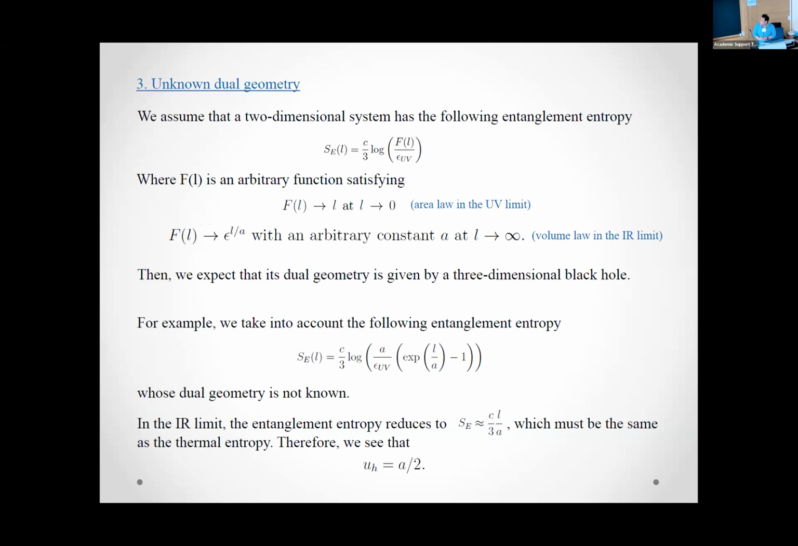entanglement entropy. So we... Excuse me, we are behind the schedule. Please finish. Oh yeah, this is the last thing.